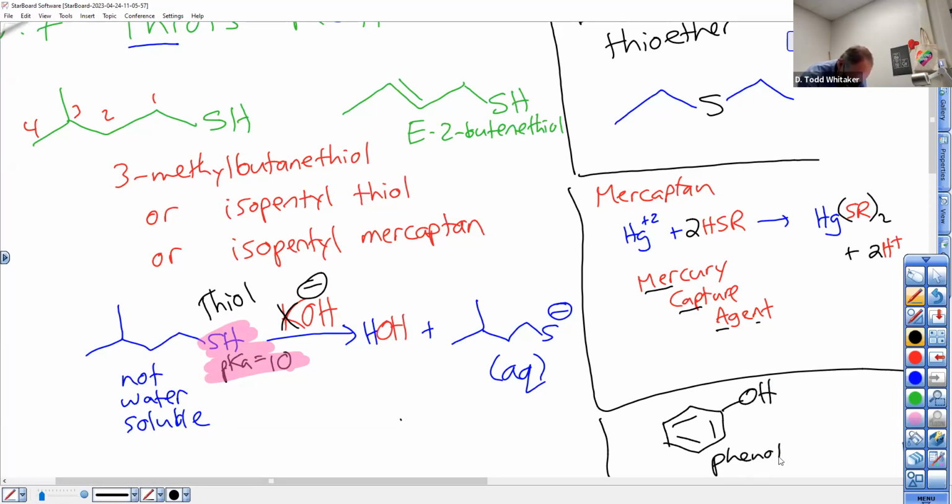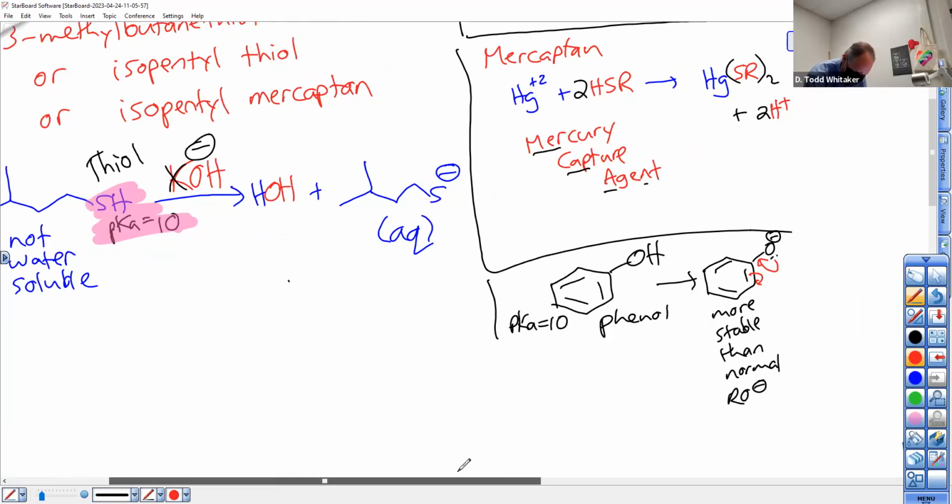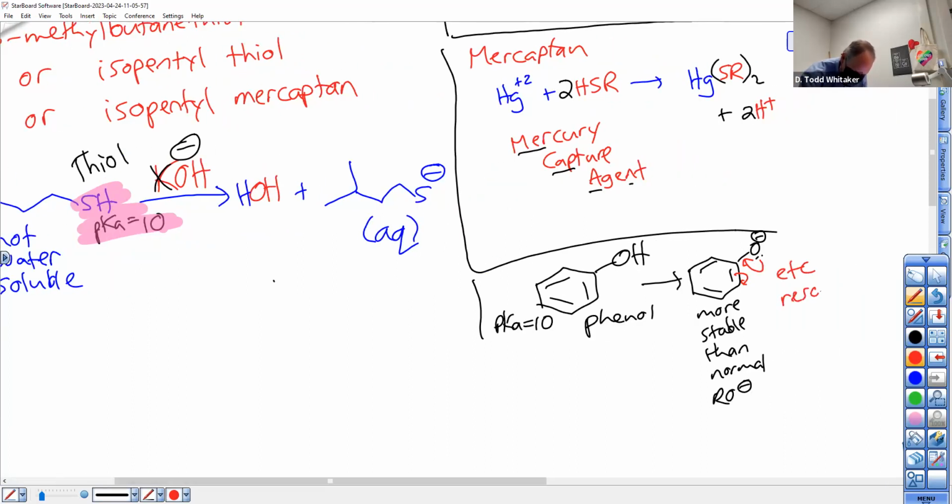Phenol, pKa 10. Why? Why not 17? Must be this anion's more stable than the anion of a normal alcohol. Tell me why. More stable than normal RO minus. And the answer is here. You ready? Watch. What's going on? I'm not even going to draw the other resonance form. I'm just going to say etc. Resonance, right? Resonance.